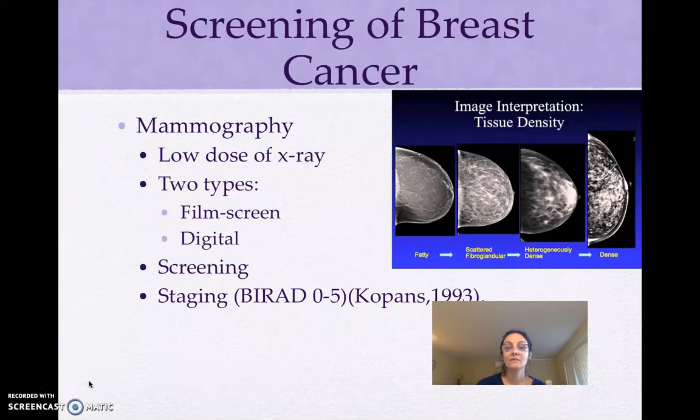And when the mammography is being done, the radiologist is going to take a look at the images. They're going to stage that breast with the BI-RADS, which is breast imaging reporting and data system. And it's from BI-RADS 0 to BI-RADS 5. BI-RADS 0 is when the image was not diagnostic and should be repeated. And BI-RADS 5 is when the pathologist, after the biopsy, has confirmed the malignancy of that lesion.